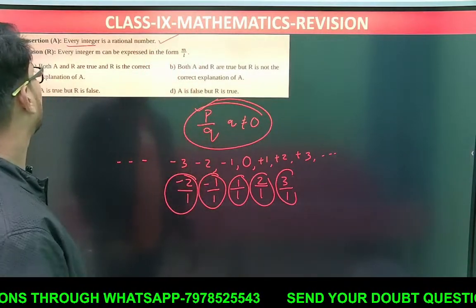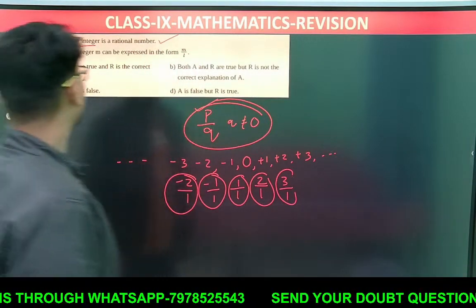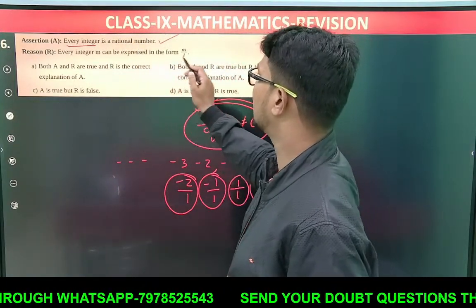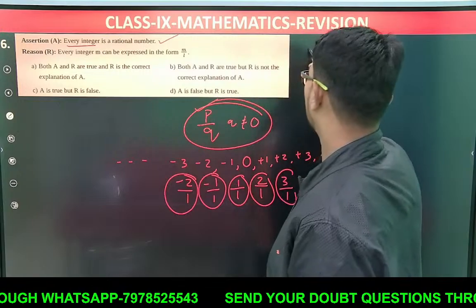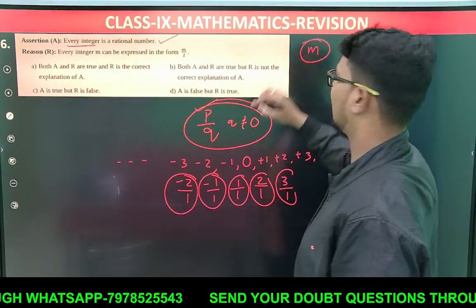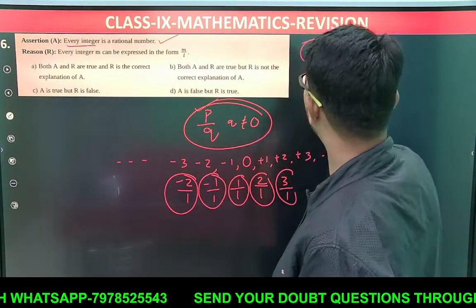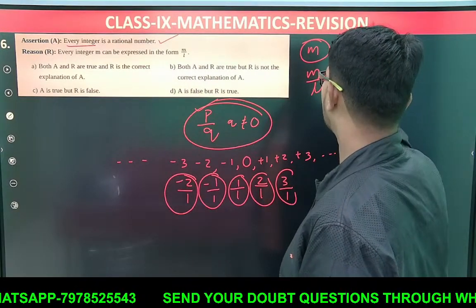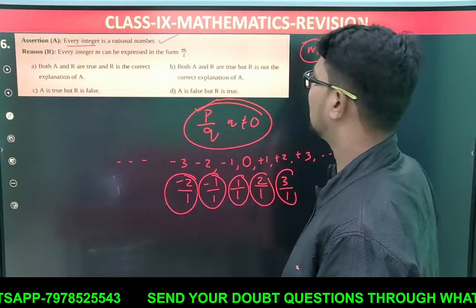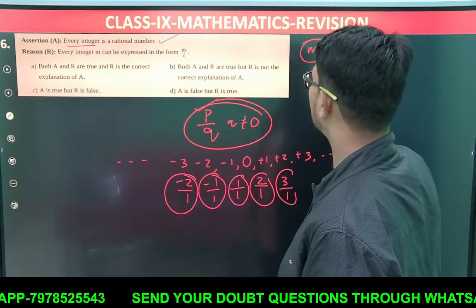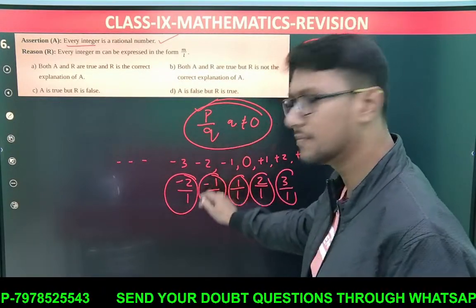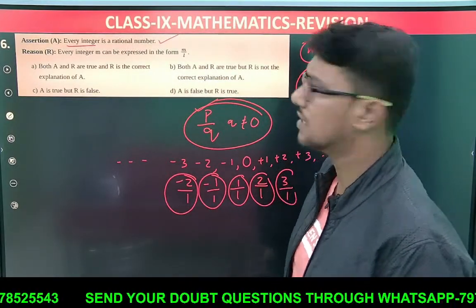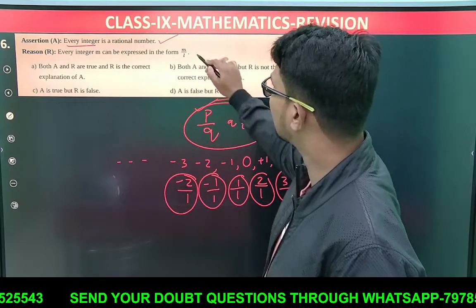The assertion is correct. The reason is saying every integer m can be expressed in the form m by L. Let us say m is an integer. If m is an integer, it can definitely be expressed as m by L, where L is not equal to 0. Every m can be expressed in this form. We have seen already, m can be written as m by 1. Understand? So therefore, the reason is also correct.